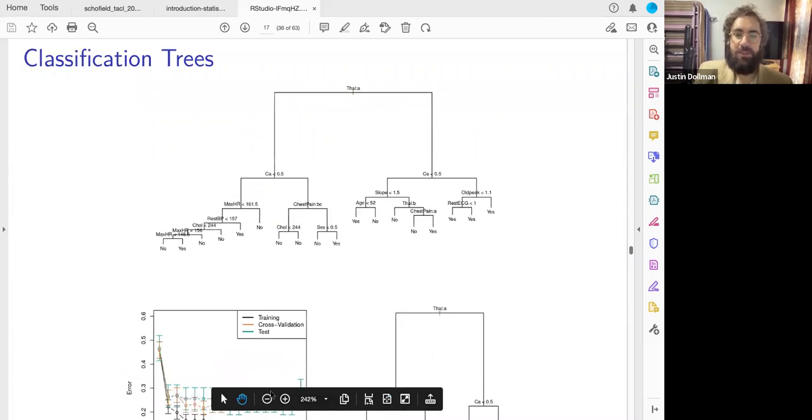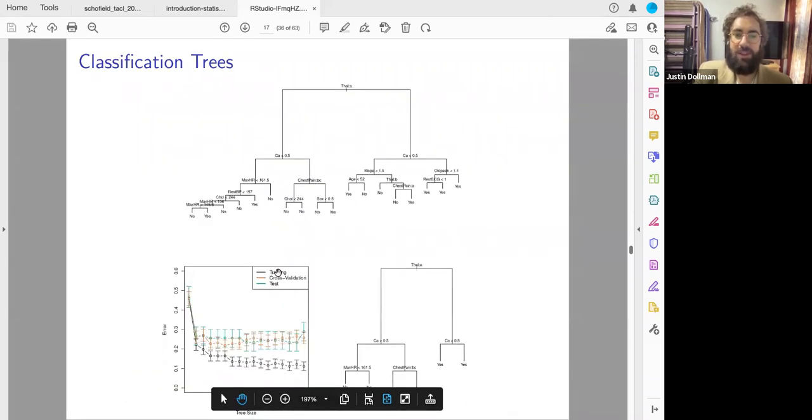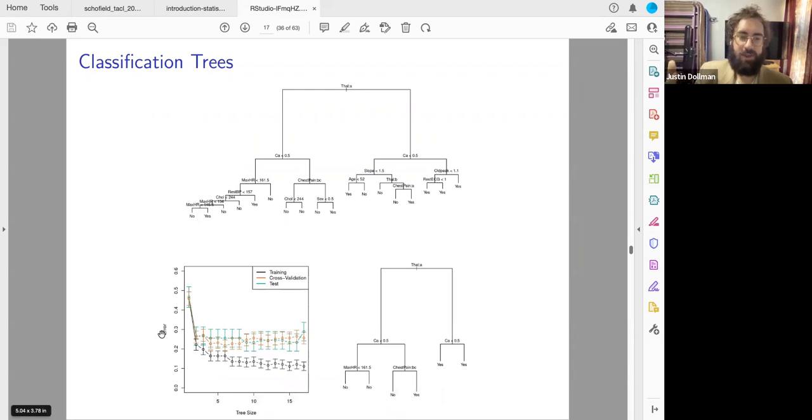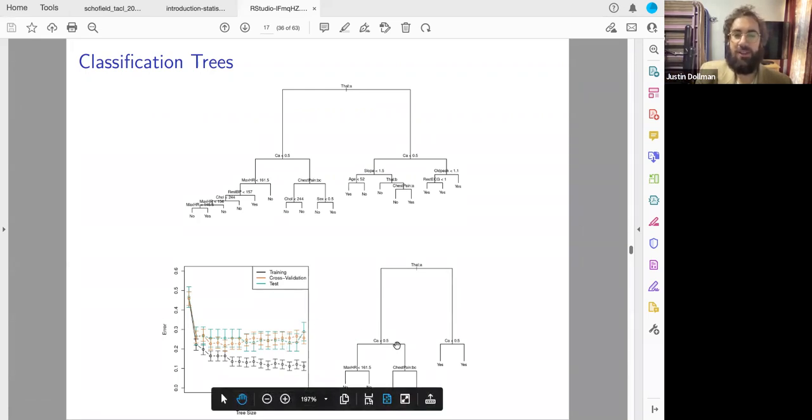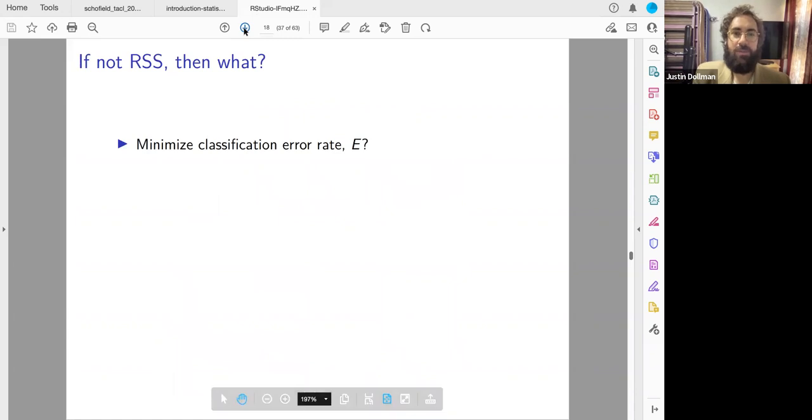So same deal. Here we see training, cross-validation, test. Again, we have a different y-axis, a different metric of how good our model is. Here it's just prediction error, and this would be the cross-validated model. But again, that's kind of the spoiler. That's what we end up with. We now need to think about how to get there.